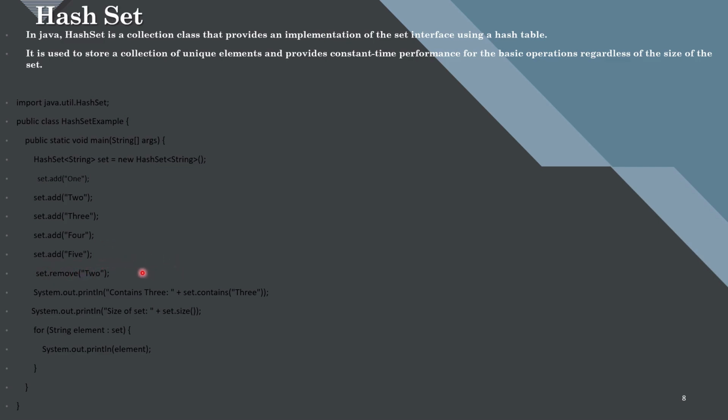Now if you want to see whether the HashSet contains an element, like whether 3 is there, we can do this using set.contains(3). To find the size, we use the set.size function. To iterate, we'll use the following command.